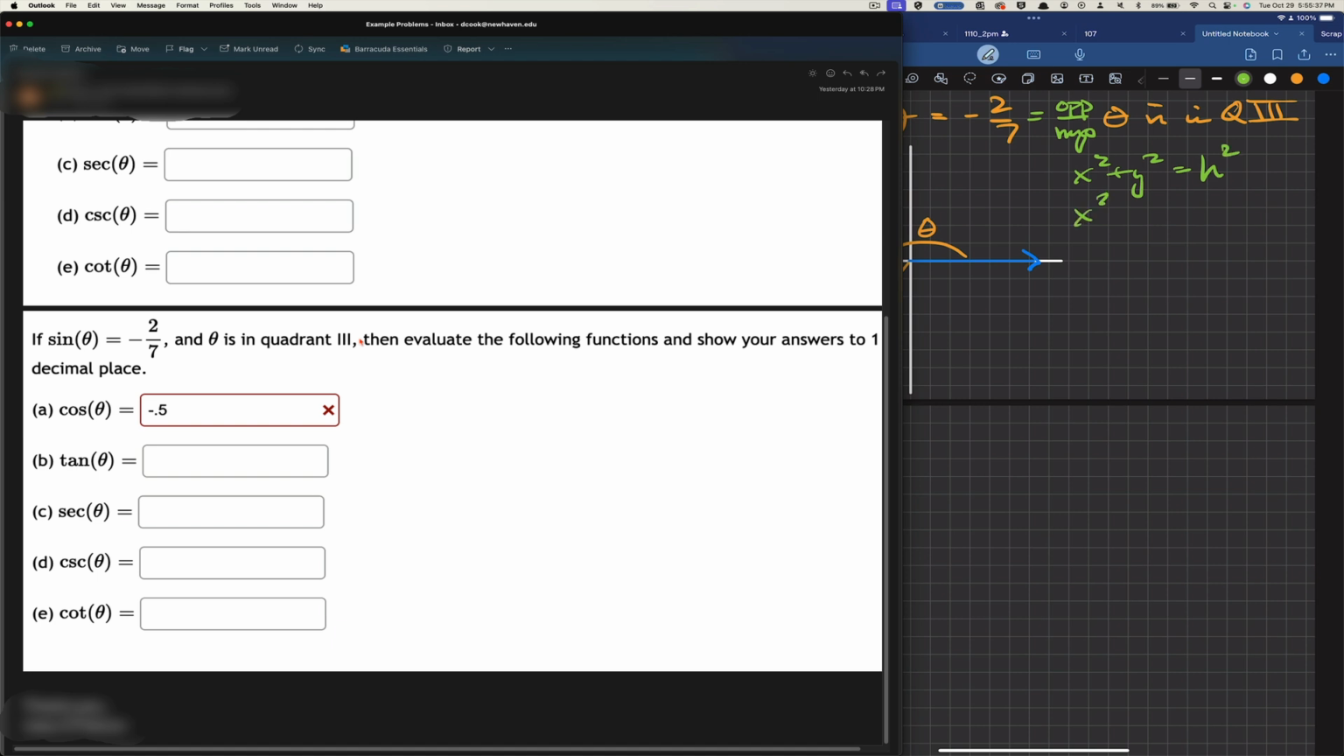And so x squared plus negative 2 squared is equal to h squared, which is 7. So I get x squared plus 4 equals 49, which is x squared equals 45, subtracting 4 from both sides. And so I get the length of this leg to be positive or negative square root 45. And of course, we could simplify that to be square root 9 times 5, which becomes 3 radical 5.